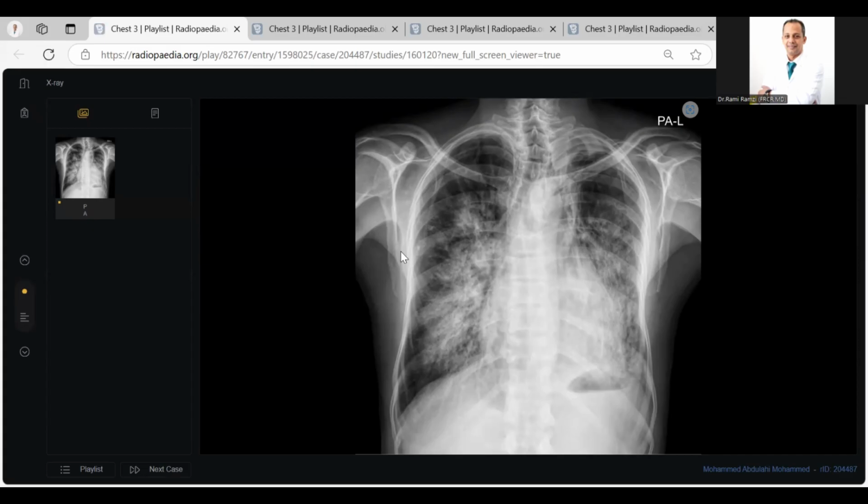The right CP angle is clearly visible. However, the left is not clearly outlined. There is suspicion of pleural thickening or airspace opacification. What's your diagnosis?